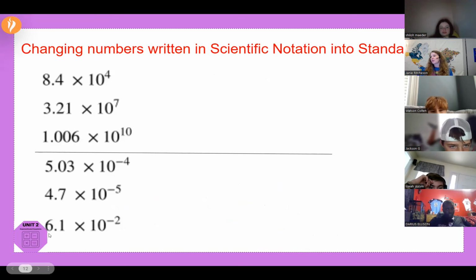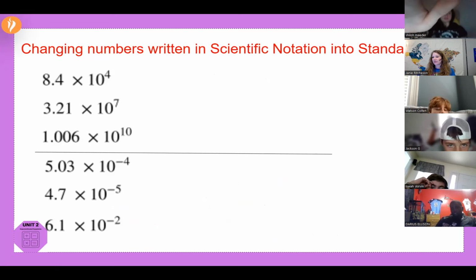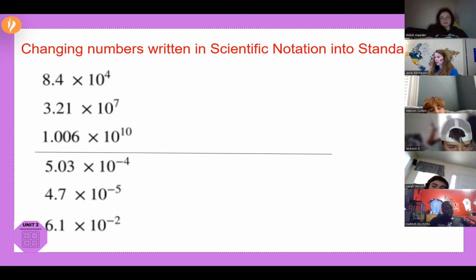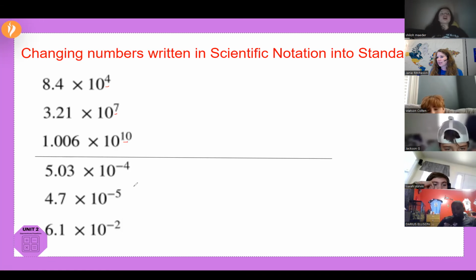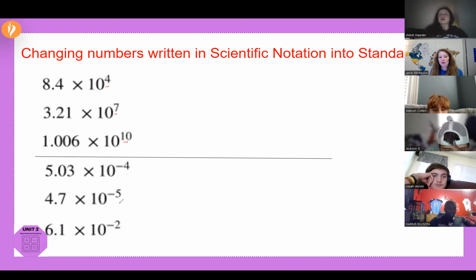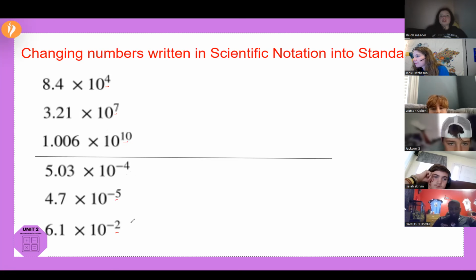All right, now we're going to do the opposite. Now we're going to go from scientific notation to standard form. So we know, first of all, positive exponents mean very, very large numbers, right? We also know that negative exponents mean very, very small numbers. So that helps you remember which way you're moving your decimal. You're either making your number bigger by adding zeros or smaller by putting zeros in the front, okay?